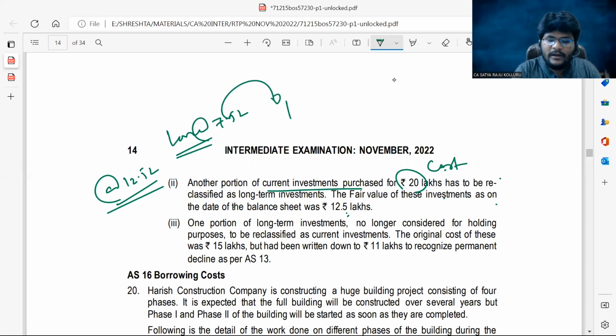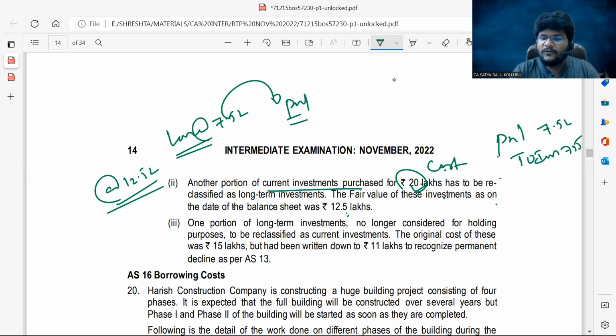Such loss you can transfer to P&L because the original cost was 20 lakhs. Now you need to provide one entry, P&L to investment account, at 7.5 lakh. Automatically the cost will be decreased to the extent of 7.5 lakh. Then in the books of accounts, the investments are going to be shown at 12.5 lakh.